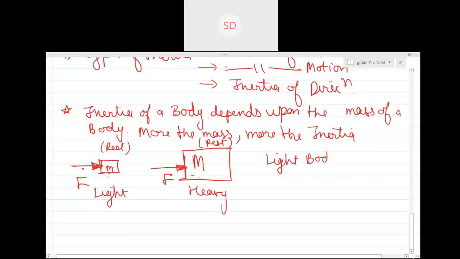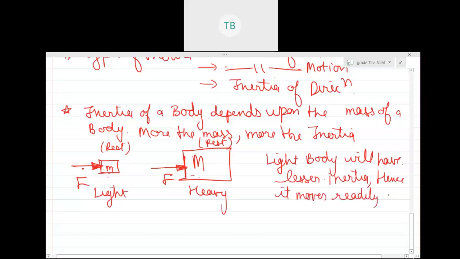Yes, sir. The lighter body will have lesser inertia, hence it moves readily as compared to the heavy body. Is this clear? So this is the inertia thing.